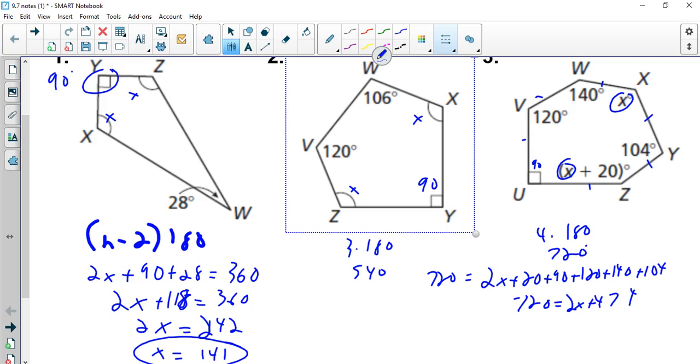If you subtract 474 from 720, you get 246. So 2x equals 246. And then when we divide by 2, we get x is equal to 123. Easy enough.